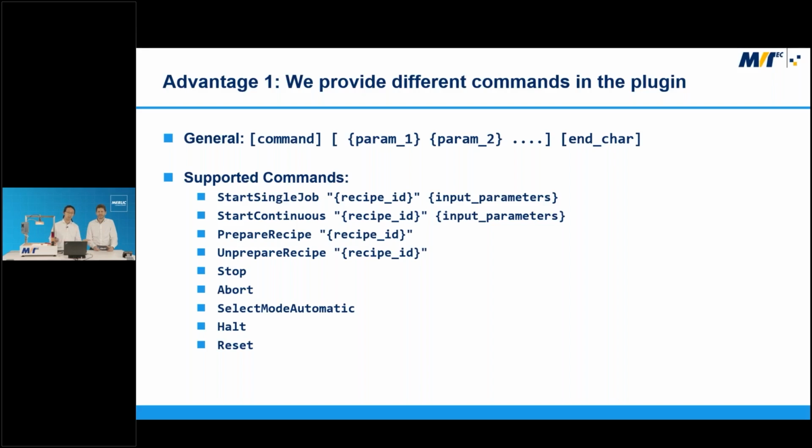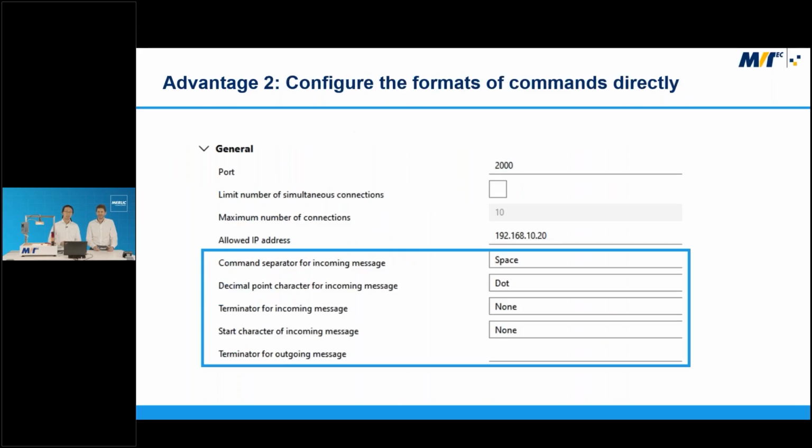Assume the robot 1 from the first vendor expects a space between parameters: parameter 1 space parameter 2. And the second robot expects a colon between the parameters: parameter 1 colon parameter 2. The third robot expects an end string semicolon. And the fourth, the fifth, each robot vendor expects different commands. So we can configure these different commands in this plugin very easily.